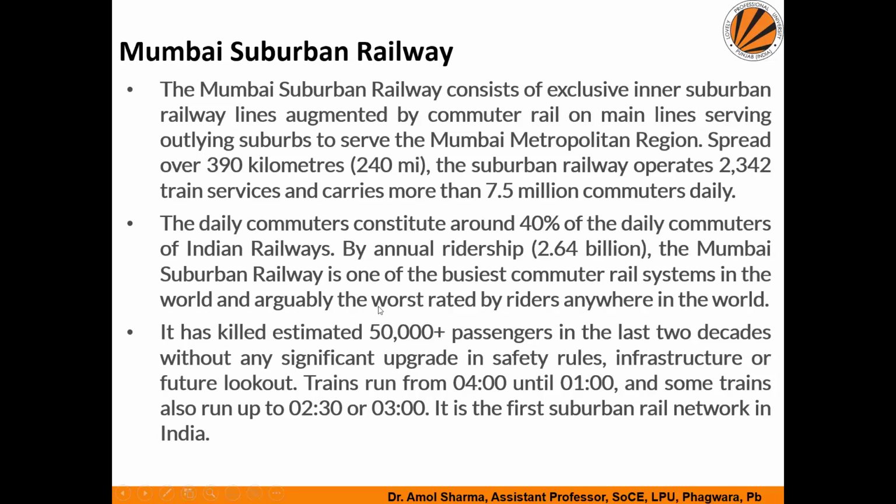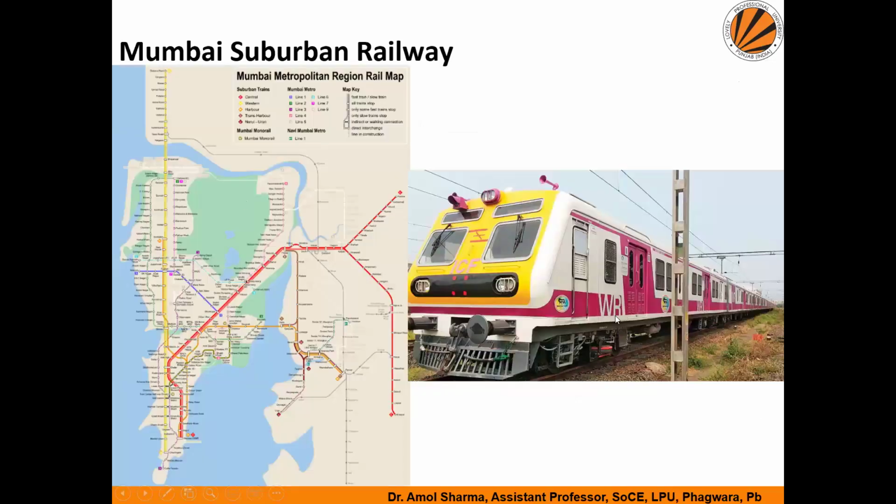An example or a picture of the Mumbai Suburban Railway can be seen here. Two major lines, one starting from Churchgate going up to the northern part, and the other the red line which operates around these routes, are the key two lines of the Mumbai suburban railway system.